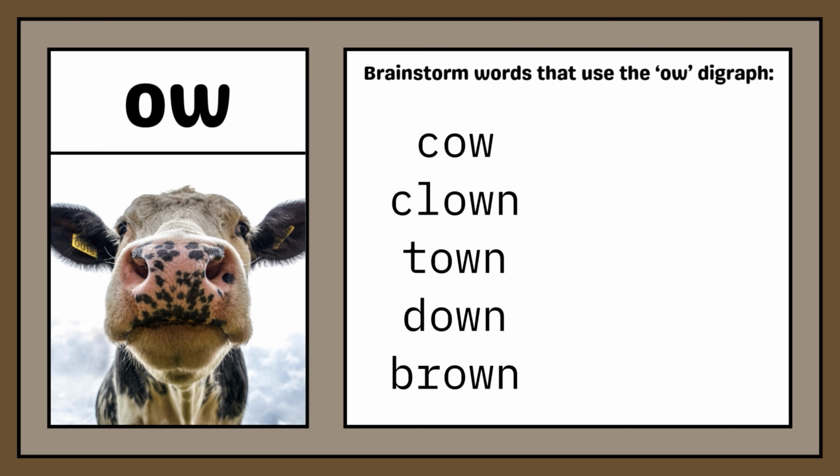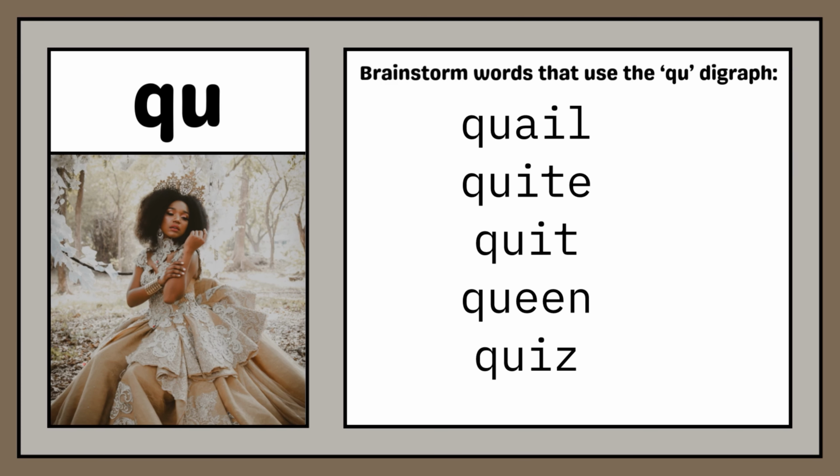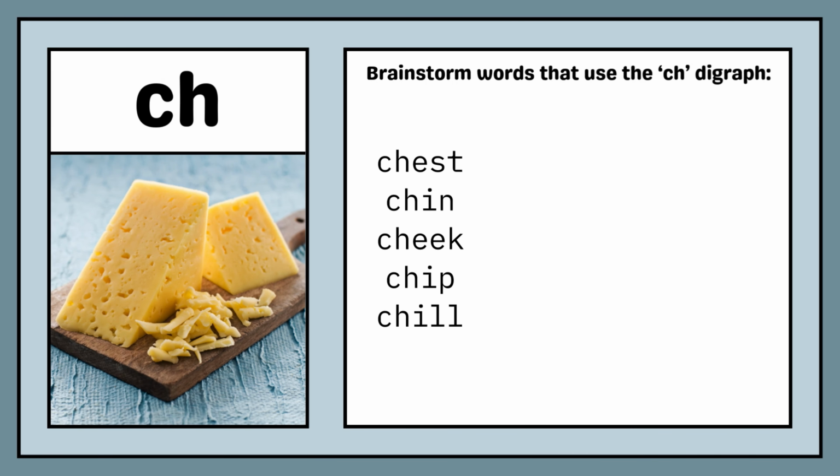OW says ow as in cow, clown, town, down, brown, and o as in row, bow, low, snow, glow. QU says kw as in quail, quite, quit, queen, quiz.